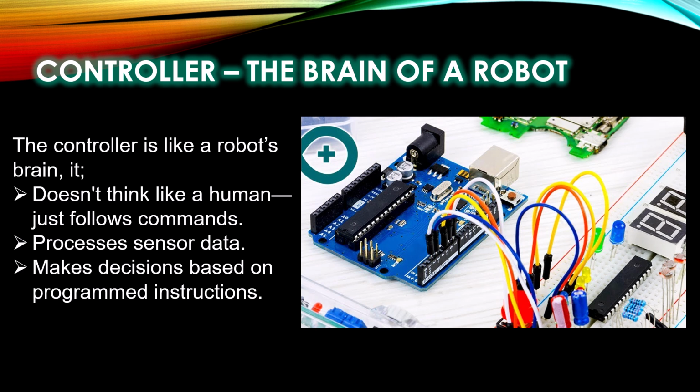The controller is like a robot's brain, but it doesn't think like a human. It follows pre-programmed instructions to make decisions based on sensor inputs. If programmed correctly, the robot can execute tasks accurately.